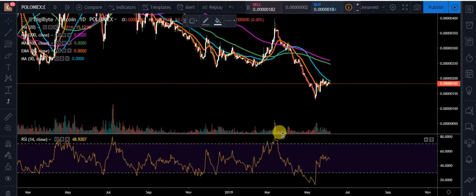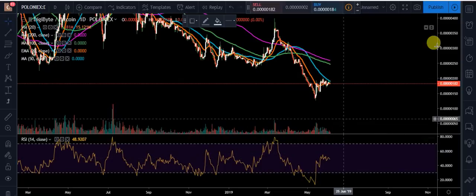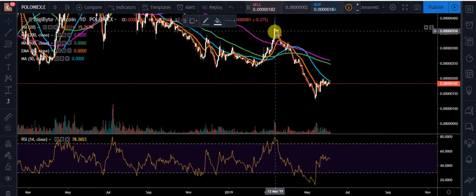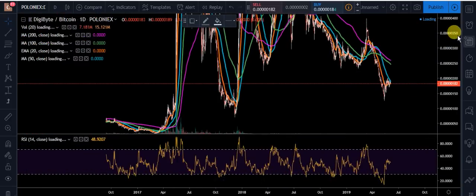You can see how we were up here around 80 before. We've been up around 82. So these things can really get overextended to the upside as well as the downside. But we are looking pretty oversold here after this big fall, guys, on the DGB BTC.